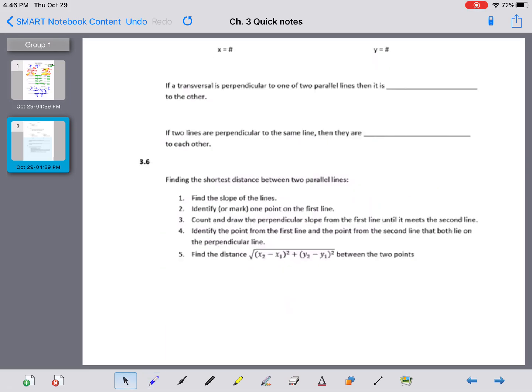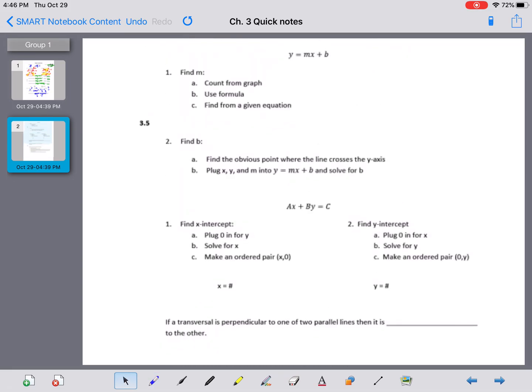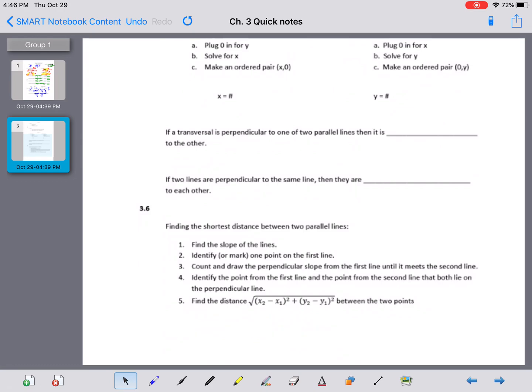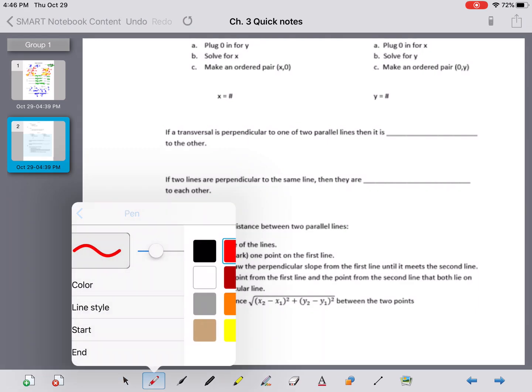Backside, okay? Everything at the top is from 3.5, writing equations of lines. We didn't do that, so I'm not going to really talk about that much, but it's there. It's good to know. And if you ever need to do some writing equations of lines, go check the notes out. And we went into 3.6, which we did take notes on, and we have some new theorems there.